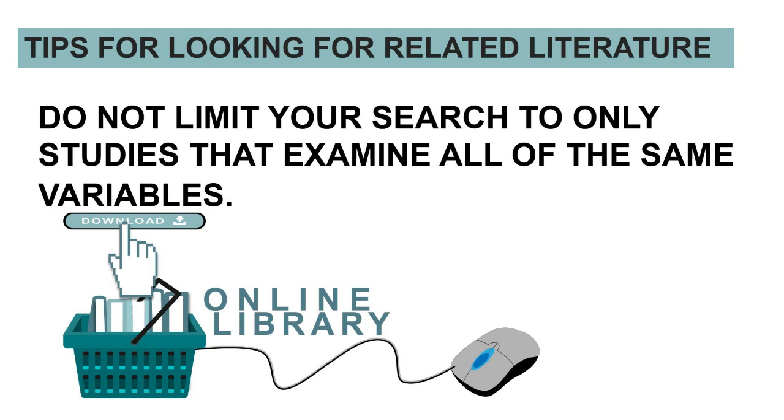Next tip is do not limit your search to only studies that examine all of the same variables. Most research studies will examine multiple variables such as physical development, social development, cognitive development, moral development, emotional development, and early childhood education. You should find a handful of studies about social development, a few about emotional development, a few about early childhood education, and so on. The research studies that you are searching for do not have to include all the variables.